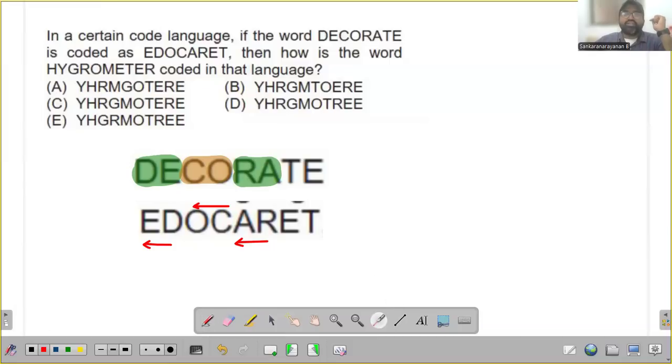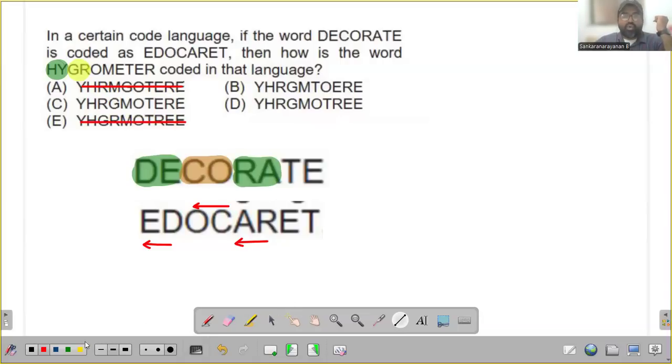So when you look at this word hygrometer, you look at the first two letters, HY. It should be getting coded as YH, but everywhere it is YH. Then we have GR, which should be coded as RG. So you can consider eliminating the first option and also the third option. The remaining, you can say, is RG only.